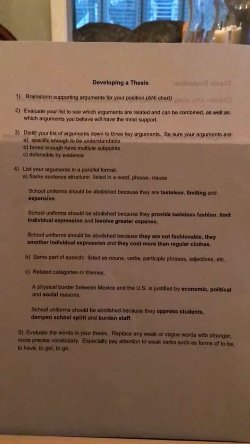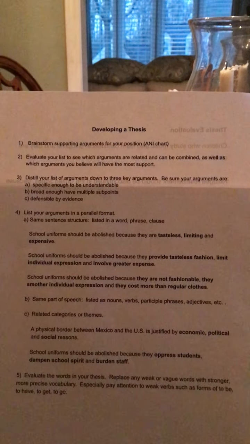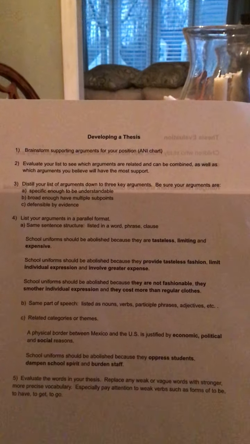And that kind of goes to number 3, where you're going to distill your list of arguments down to 3 arguments. And you want to make sure your arguments are A, specific enough to be understandable, B, broad enough to have multiple subpoints. So you're going to have subpoints under this. So you don't want to be so detailed. You don't want to say the guns should be banned because criminals smuggle them across the border. That is just way too specific. That could be a subpoint under a bigger argument that guns promote crime.